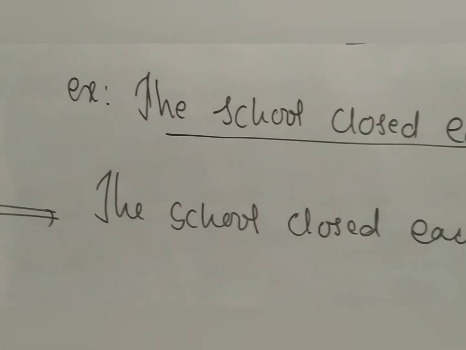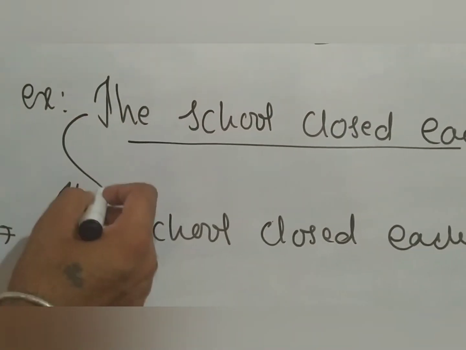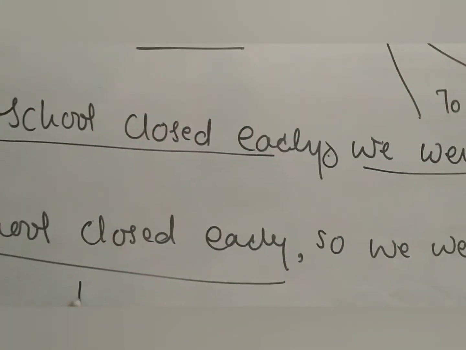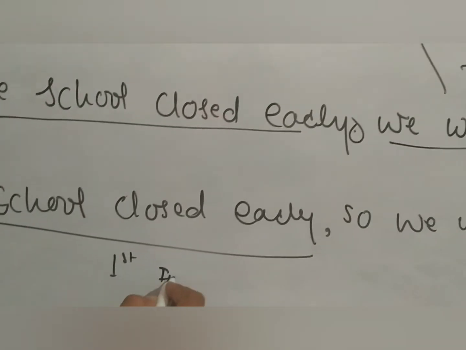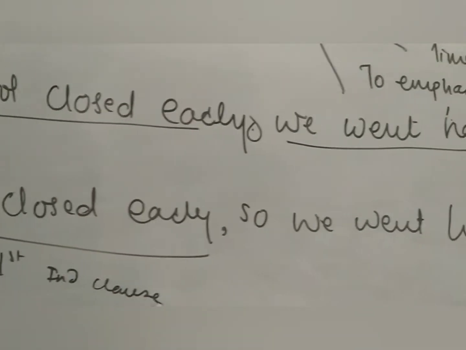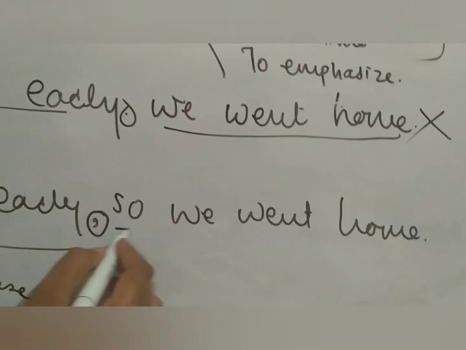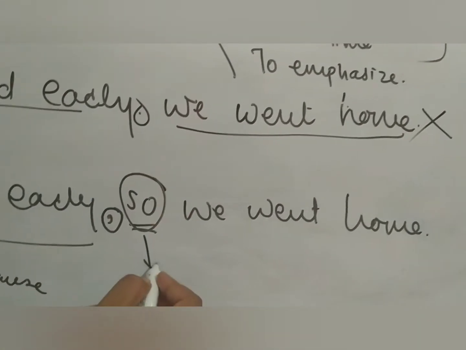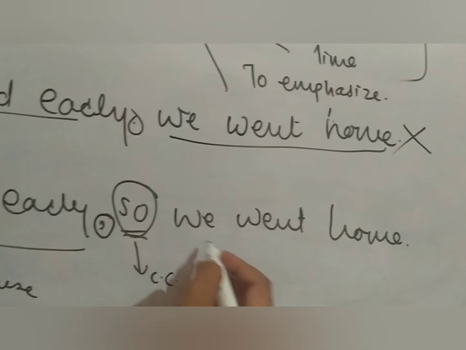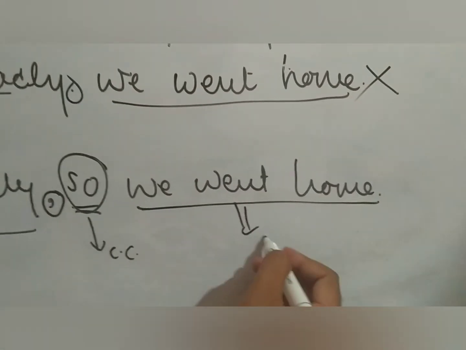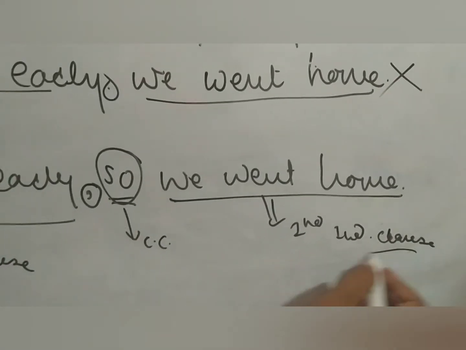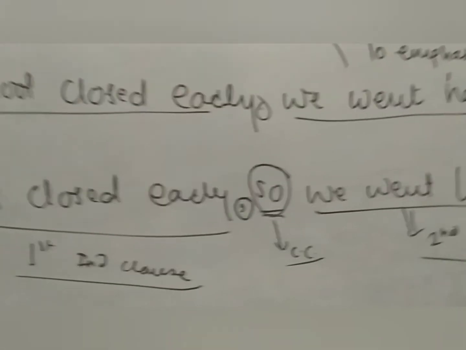Now see, I have changed this sentence into a compound form. The school closed early. This is the first independent clause. Use a comma, which is necessary to write the compound sentence. Use a coordinating conjunction: so is the coordinating conjunction, CC. Then we went home. That is the second independent clause. So these types of rules are used to write a proper sentence in grammar.